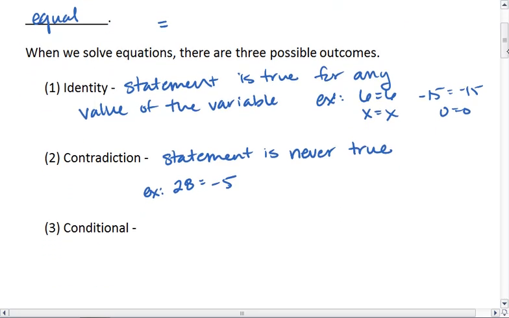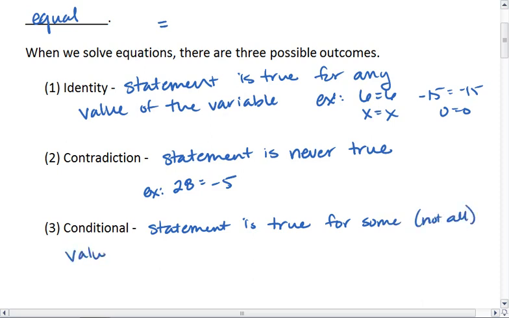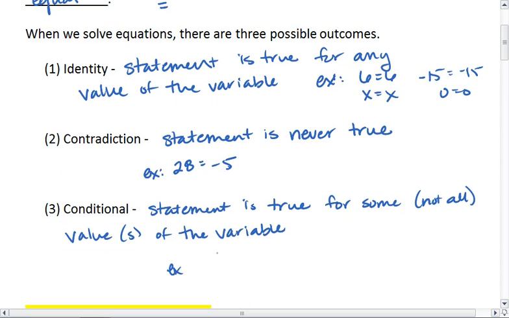And then lastly, we have conditional. And conditional is when the statement is true for some, not all, value or values of the variable. For example, saying that 2x equals 14. This will be true for when x equals 7, but that's the only time that it's true.